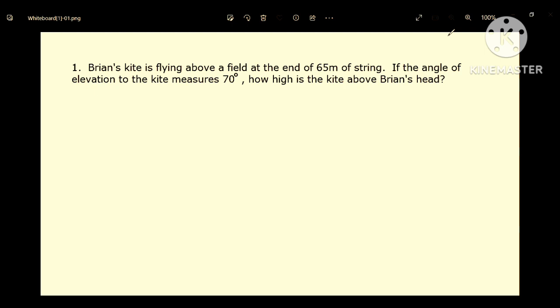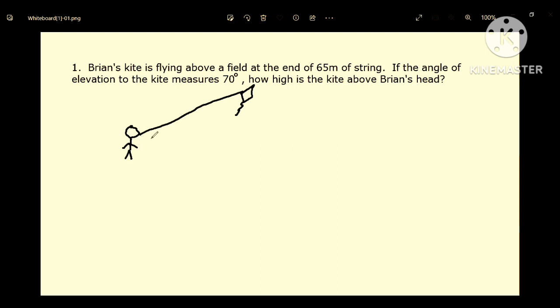Sample 1: Brian's kite is flying above a field at the end of 65 meters of string. If the angle of elevation to the kite measures 70 degrees, how high is the kite above Brian's head? So here, you don't need to be good at drawing. What is important is you know how to illustrate the problem correctly. So this would be fine for Brian. He is flying a kite. Okay, so supposing this is the kite.